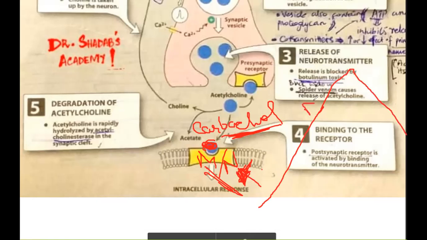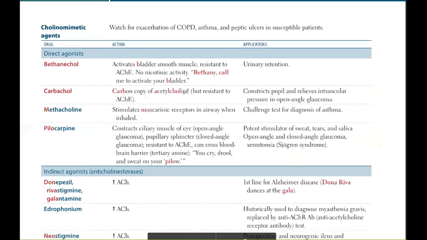So the depolarization is for a long time when we talk about the nicotinic activation by this drug carbachol, and the repolarization is very prolonged and very slow. This is one thing that I want to tell you. Then, it's a carbon copy of acetylcholine. It's just to remember, and it is also resistant to acetylcholinesterase.